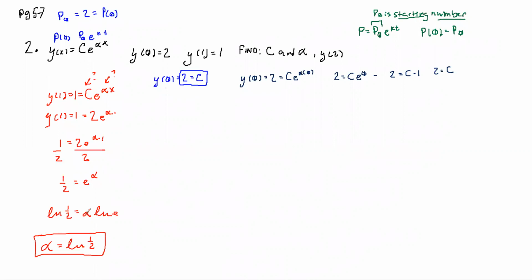All right. Our next step is going to be putting this in our last problem. We found c, we found alpha. All we need to do is put it together. So to find y of 2, we need to say that we have 2 times e to the natural log of 1/2 times x, which is going to be 2.